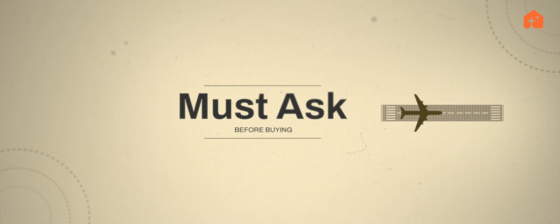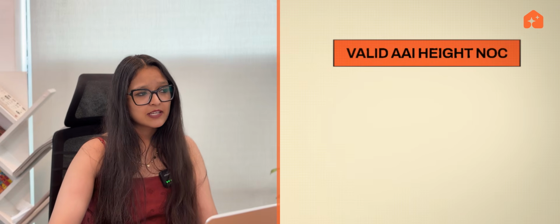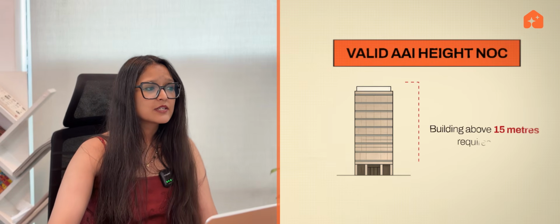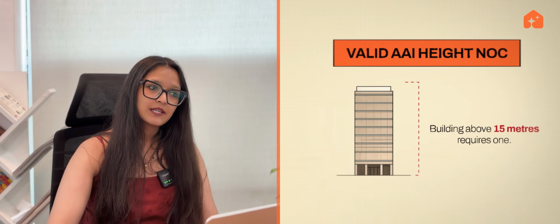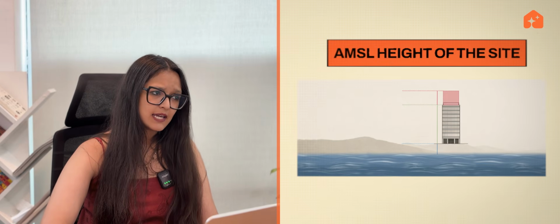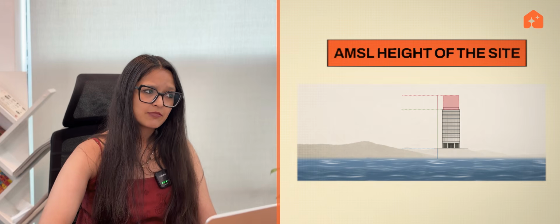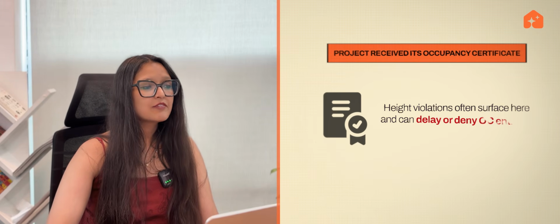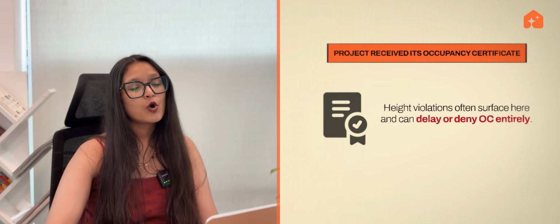So you as a buyer, what must you be asking before getting into it? If you're buying near an airport in Bangalore, that means near KIA, HAL or Jakkur, here are the 3 things that you must check before signing anything. First, does the project have a valid AAI height NOC? Any building above 15 meters requires one. Ask for it in writing. Second, what is the AMSL height of that site and how does it compare to AAI's cap for that location? Third, has the project received its occupancy certificate? Height violations often surface here and can delay or deny OC entirely.